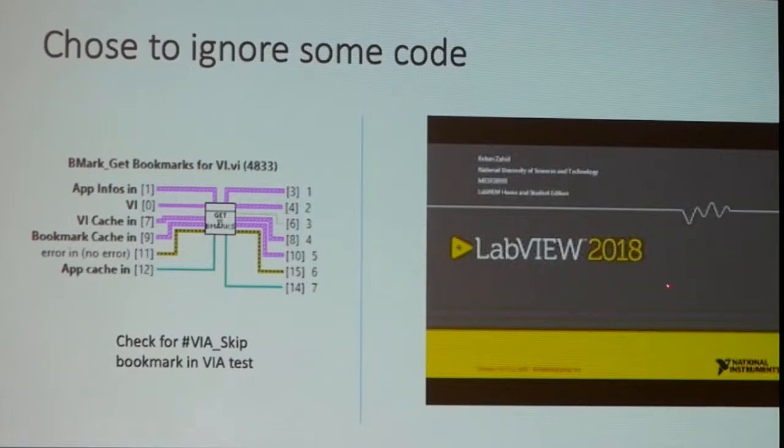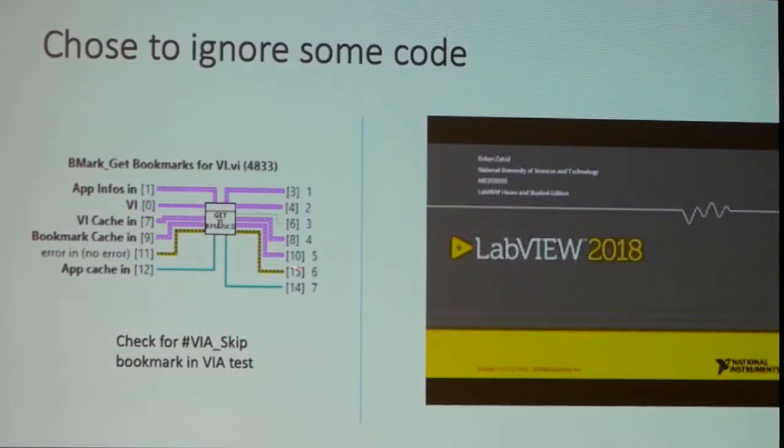So you could upgrade to, oh, that's a terrible low resolution. So upgrade to 2018, and that will allow you to ignore some tests. Or you could just write your own code in each of your tests. In this case, I said, okay, I'm going to create a LabVIEW bookmark called VI Analyzer skip.